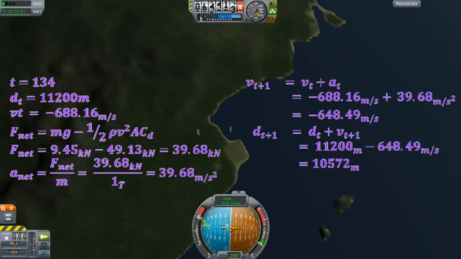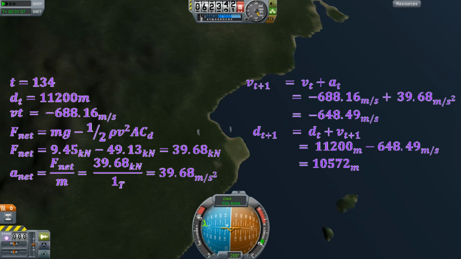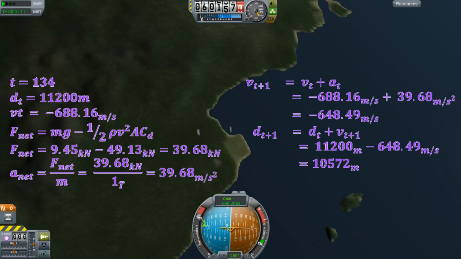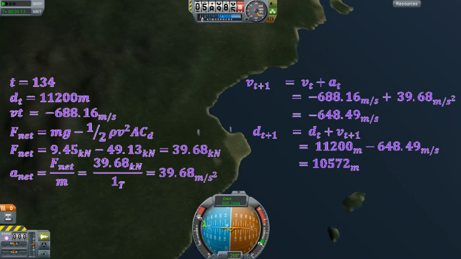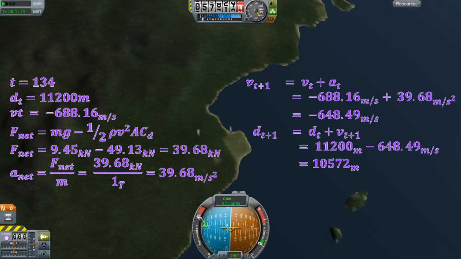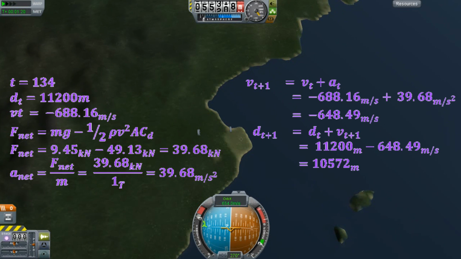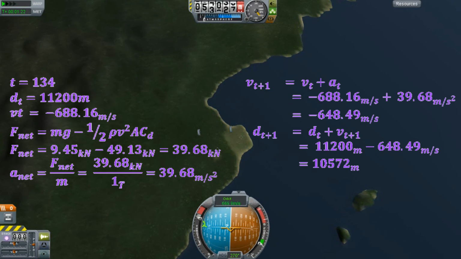And it just so happens that we had the exact velocity and altitude values to calculate the force of air resistance too. Anyway, put them together and we get a net force of 39.68 kilonewtons, and that can be divided by the mass, in this case 1 ton, but don't forget to use your mass if you have a ship that looks different. But in this case we can just go straight to 39.68 meters per second squared.